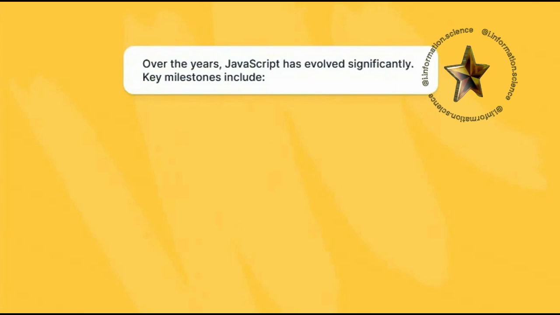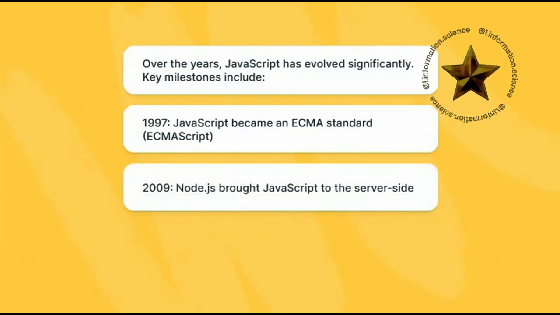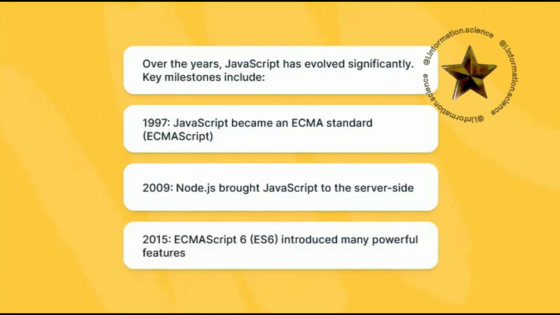Over the years, JavaScript has evolved significantly. Key milestones include: 1997, JavaScript became an ECMA standard, ECMAScript. 2009, Node.js brought JavaScript to the server side. 2015, ECMAScript 6, ES6, introduced many powerful features.